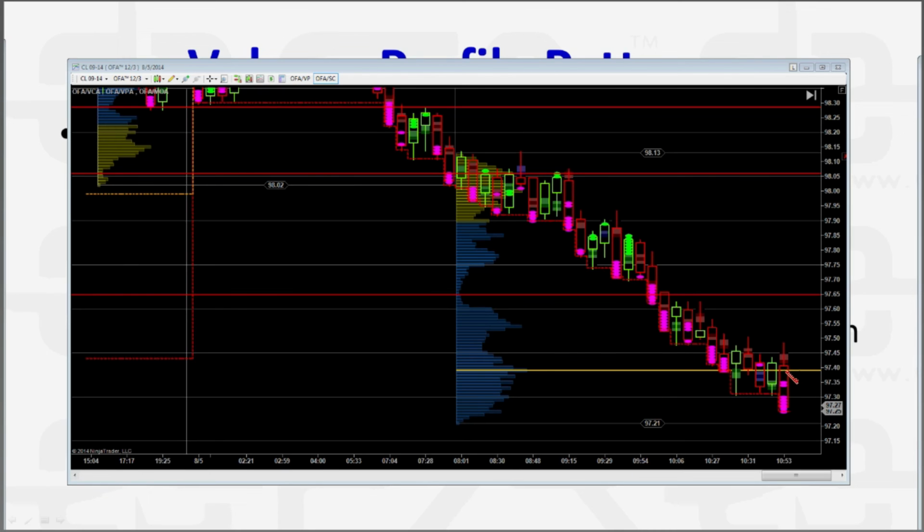And now with oil, I'm either looking for price to settle here, right around this 97.38, 39, 40 level, or I'm looking for it to open the auction up and extend further lower, or I'm looking for this to come back above 97.65 and back up towards these high volume areas, back up towards the 98 area.